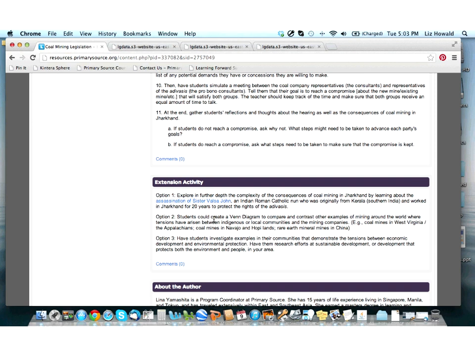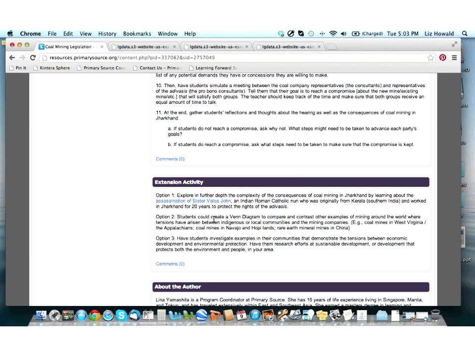And the first one is that students could learn about the assassination of an activist who was murdered on behalf of her work for the Adivasis. So this really isn't just an economic issue or an environmental issue. It's a real human rights issue that we see in India.